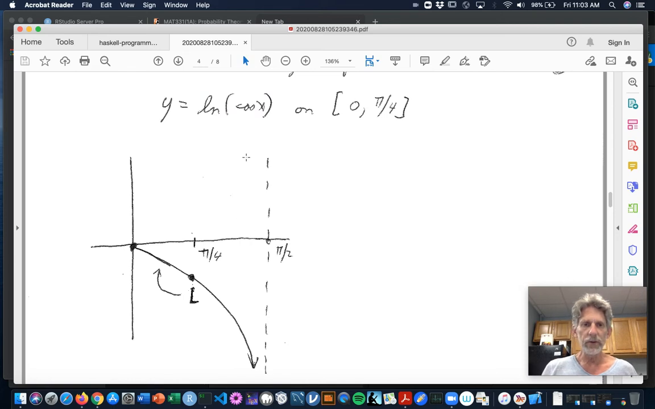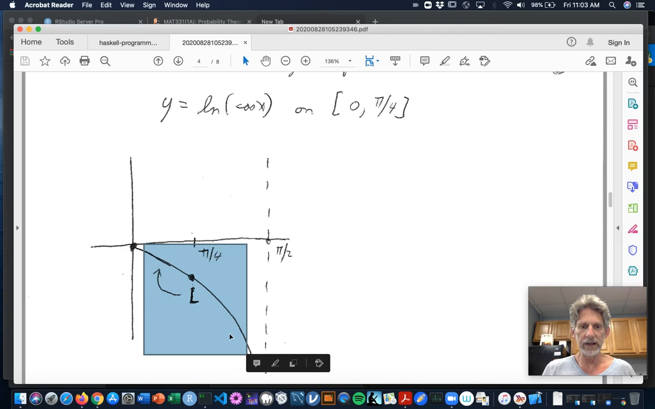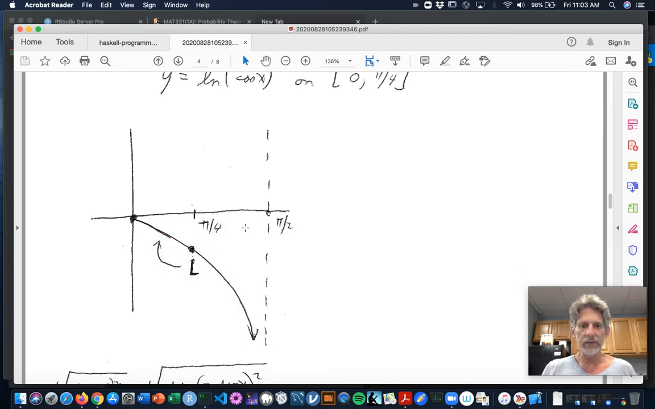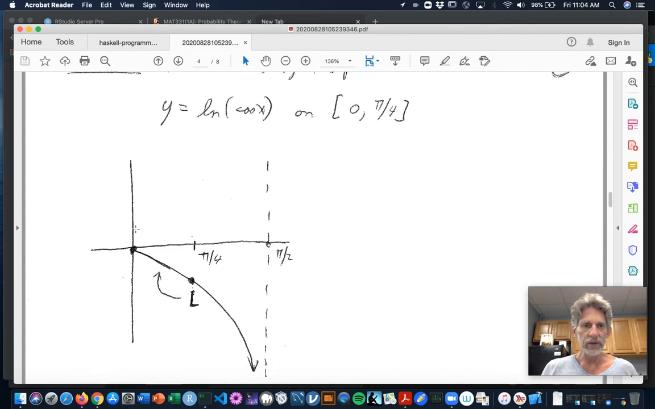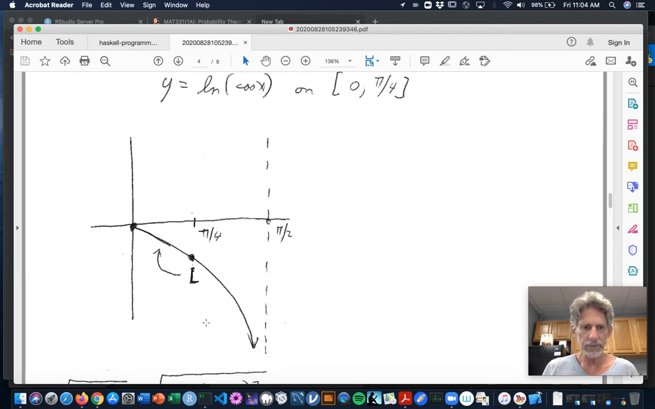In fact, if you try any cosine between 0 and pi over 2, you're getting a number that's less than 1, and log of it will therefore be a negative number. So you'll notice the graph here is negative, but it's headed down to that vertical asymptote where it's undefined at pi over 2. Well, anyway, we only want the arc length from x is 0 to x is pi over 4. So just this little piece right here, whose arc length is L that I'm writing in. So that's what we want.